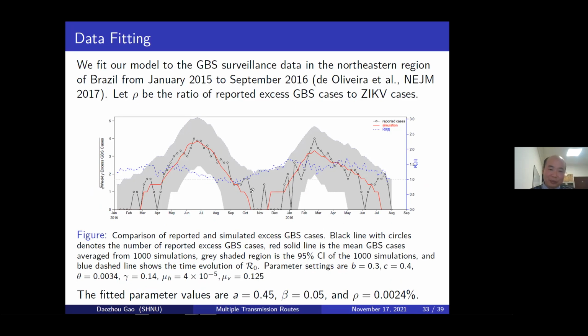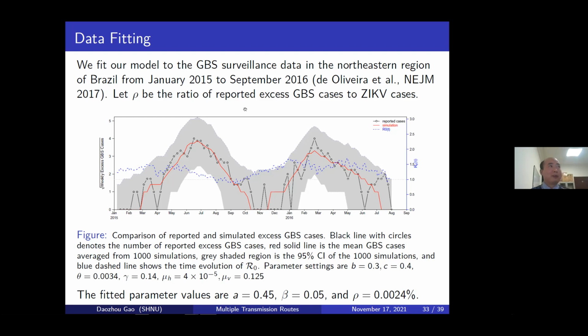In our fitting, I think we assume that the mosquito population size is time varying. It's not a constant in our model. Yes, there are two epidemic curves. But here we fit our model to the GBS data, not the reported Zika case data.